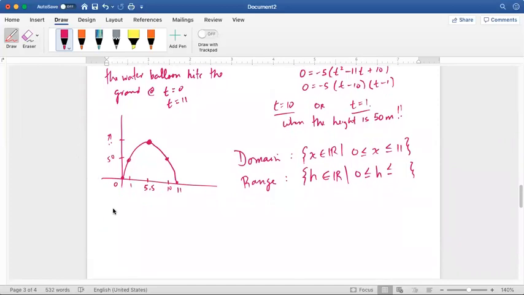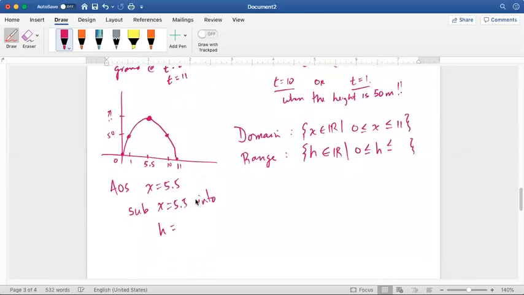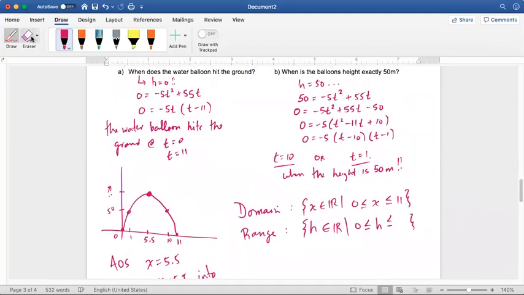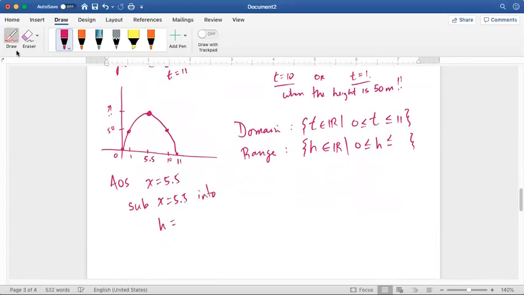Well, we know that the axis of symmetry is x equals 5.5. We sub x equals 5.5 into h is equal to negative 5. That's not x, that should be t. Oh, wait for it. What a scandal. Yes, you're right. I set that up on purpose. I wanted to be able to say that.